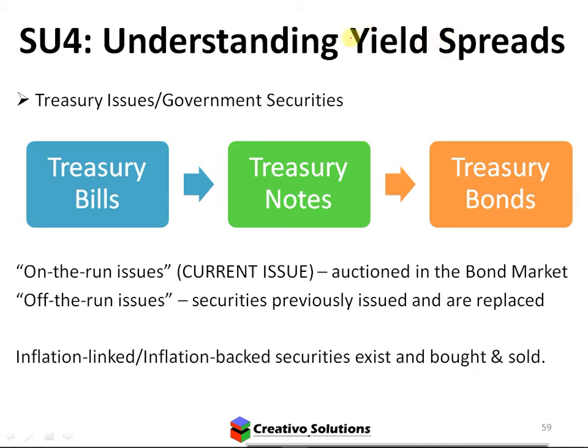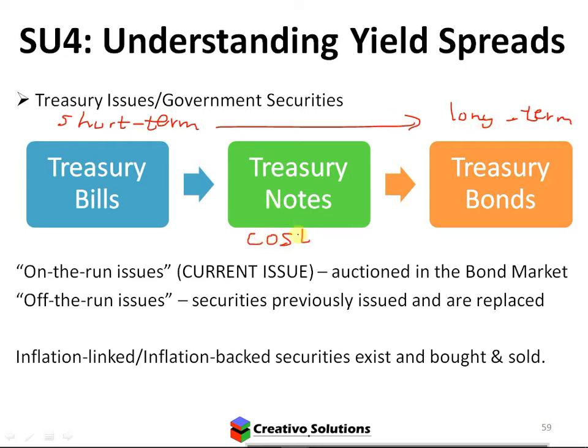Time. We go short term and we go longer term. So the main consideration here is time, but the other consideration is also cost in terms of the rate. So you get two types. You get on the run issues and you get off the run issues. An on the run issue is the current issue.